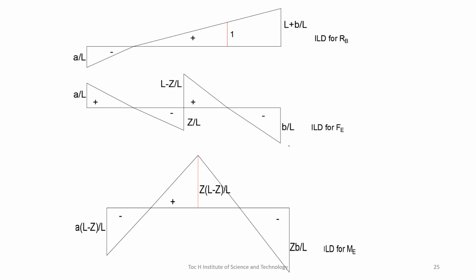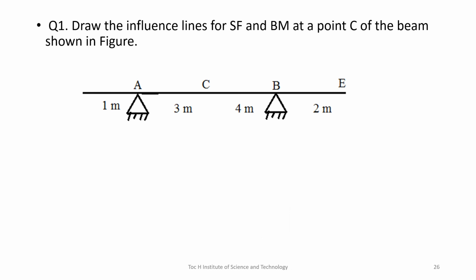Okay, now there is a question: draw the influence lines for shear force and bending moment at a point C of the beam shown in figure. That means we have to draw the influence line diagram for this doubly overhanging beam. So here you can see that A is 1 meter and B is 2 meters and Z is 3 meters. And the total length of this simply supported beam is 7 meters.